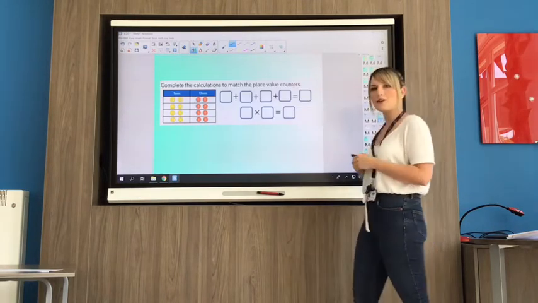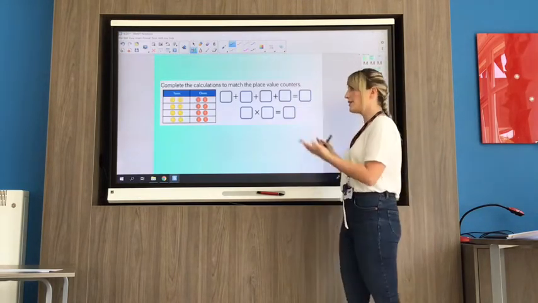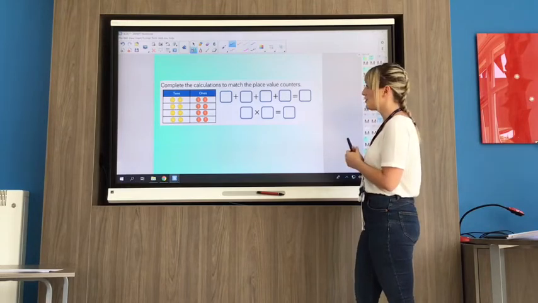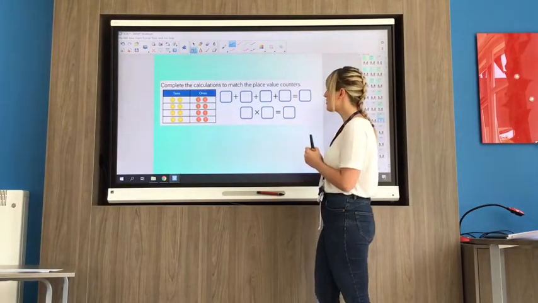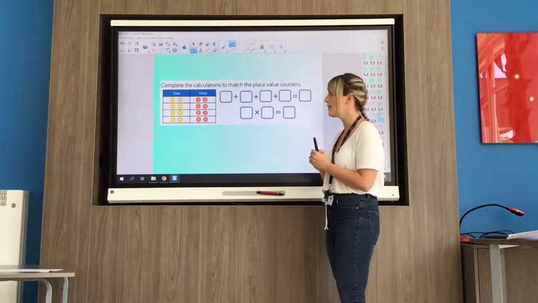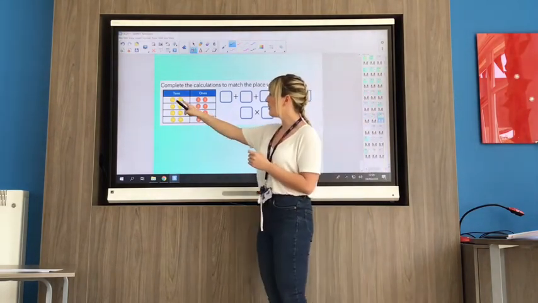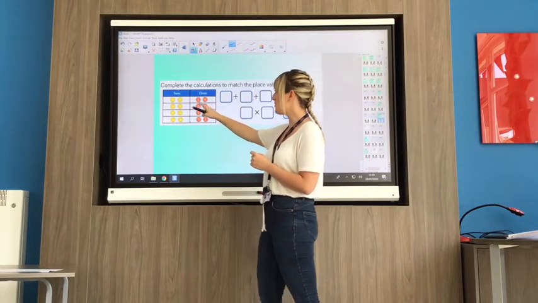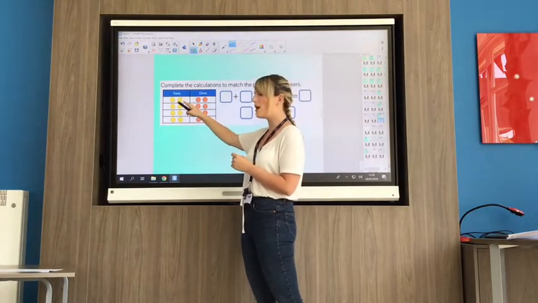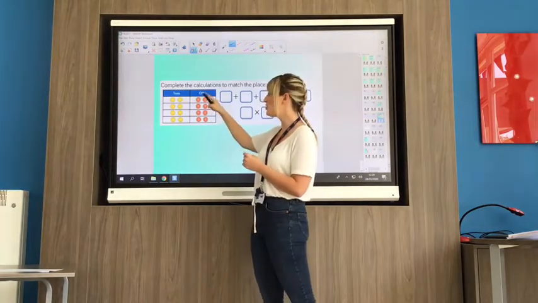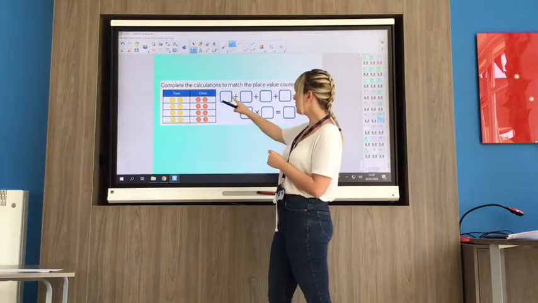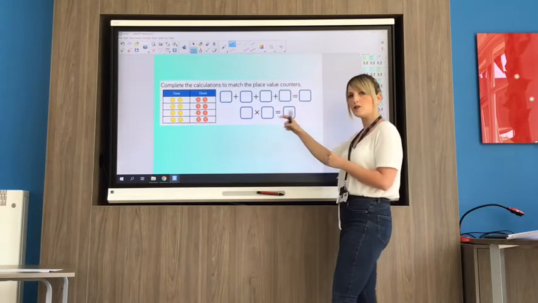Okay then, another question time is one that looks like this, and lots of you got this on your sheet. Okay, and it says complete the calculations to match the place value counters. Okay, so we've got tens and we've got ones. So we've got 2 tens, so 10, 20. And I've got 2 ones, so that's 2, so I've got 22. Okay, and I've got to add them together and I've got to do a multiplication.